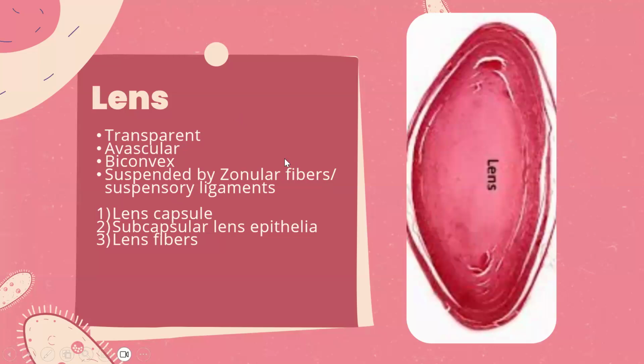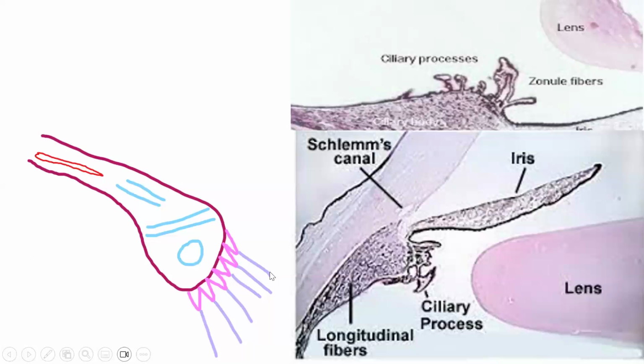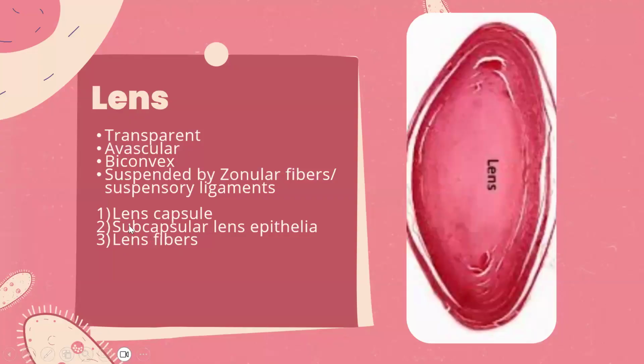And in cases of myopia and hypermetropia, or refractive errors, we use different lenses like a biconcave lens, or a cylindrical lens in astigmatism, for example. Again, it is suspended by these zonular fibers of the suspensory ligaments. Here is the lens, here are the zonular fibers. It has three main layers, which we're going to discuss.